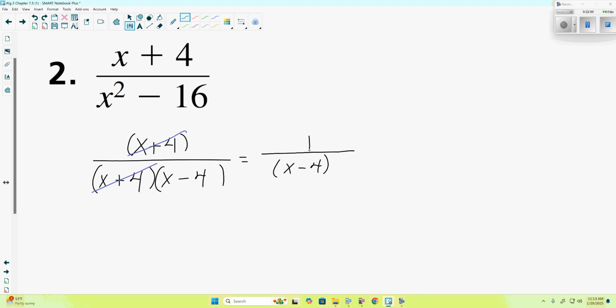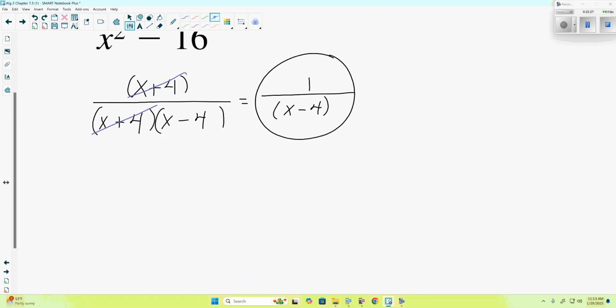Because whenever we're factoring out, we're simplifying this down, it will never simplify to 0. It will only simplify to 1. Because x plus 4 over x plus 4 is 1. Anything divided by itself is 1. So the numerator reduces to 1. And that's as far as we can go, because there are no other common factors. So this just reduces to 1 over x minus 4.